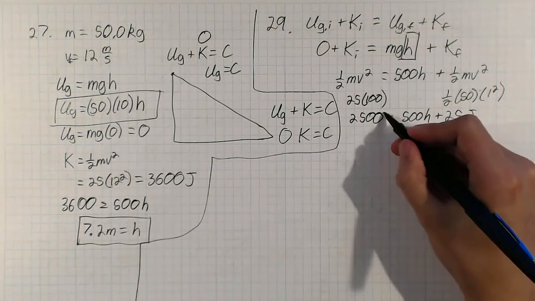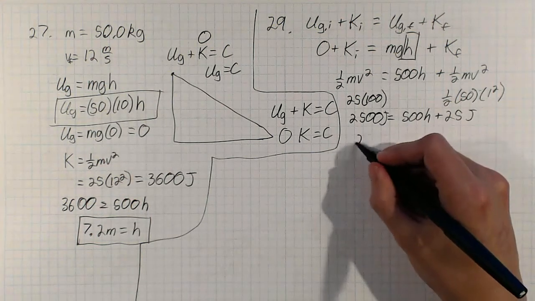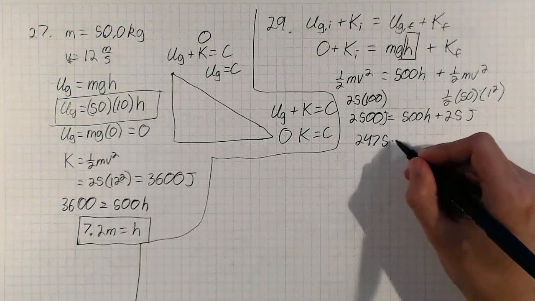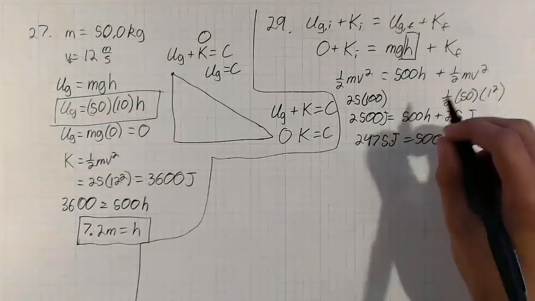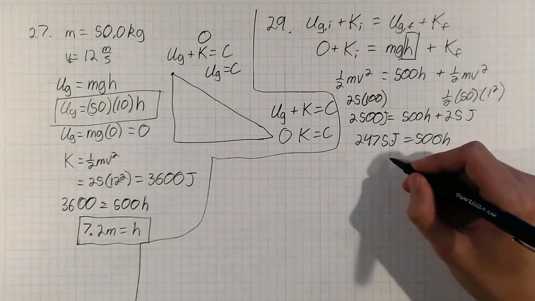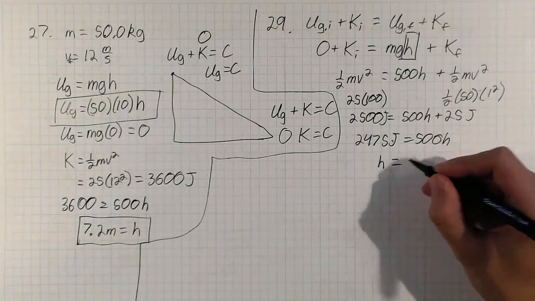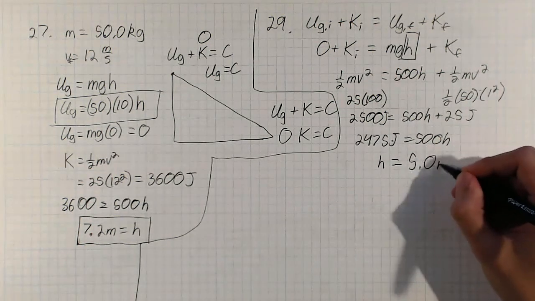So if we subtract our 25 joules over, we're going to get 2,475 joules equals 500 h. Now if we divide by 500, we will get h equals 5.0 meters.